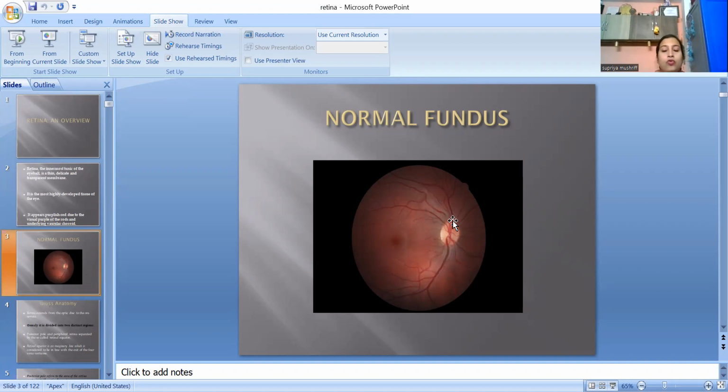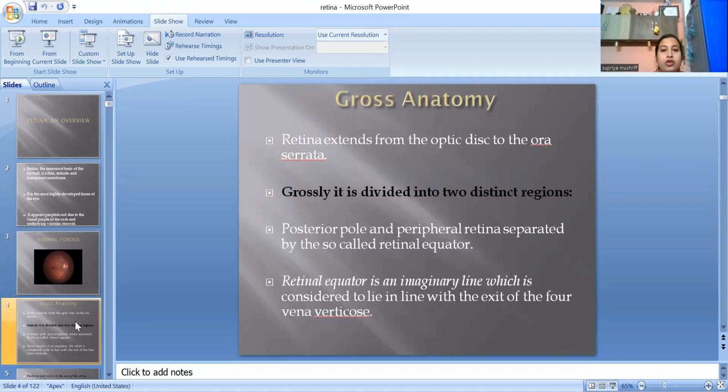We will get to know what is posterior pole, what is posterior fundus, and what is peripheral fundus in my upcoming slides. This is why we are here, to understand the anatomy of retina. So, gross anatomy. Retina extends from the optic disc to the ora serrata. Grossly, it is divided into two distinct regions, the posterior pole and the peripheral retina, separated by the so-called retinal equator.